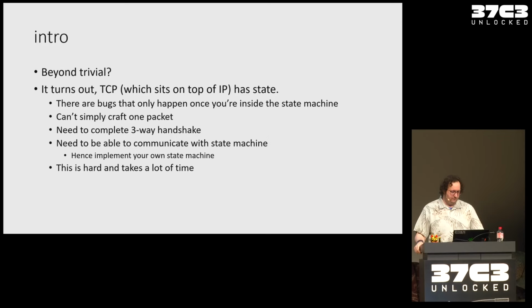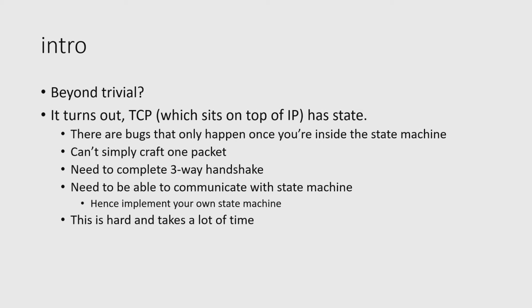Anyway, how do we go beyond this trivial state? We've been stuck here for 20-something years. It's time to move on, right? As I mentioned before, it turns out TCP, which sits on top of IP, and some other things, has state. And you can ask network engineers and people that build these network stacks, there are bugs that sit behind this state that if you just throw packets at it without ever getting into the state, you will never hit these kind of bugs, right? You just can't get there with crafting simple packets.